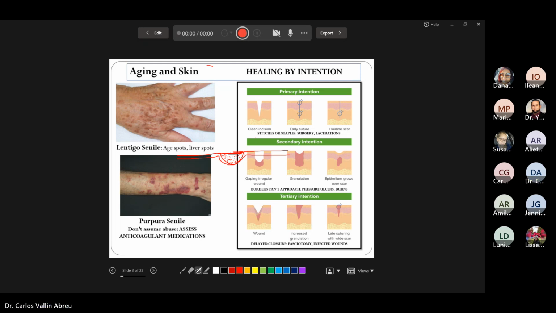And the scar will be much, much wider, much more evident, much more prominent. This is the example of secondary intention healing. No problem. And then we have a possibility. I don't know how clear you are, for example, with compartment syndrome.